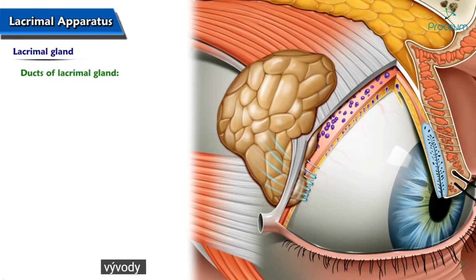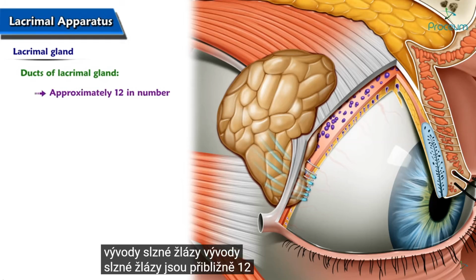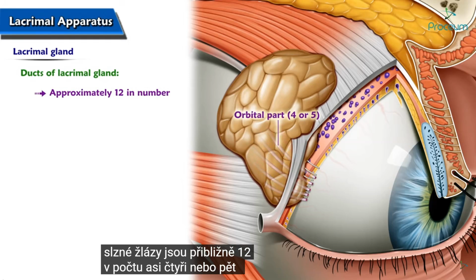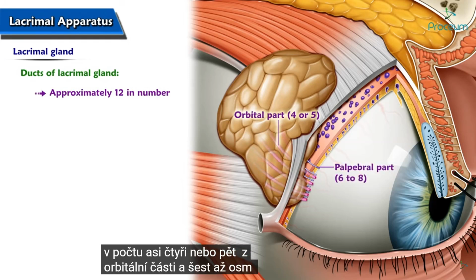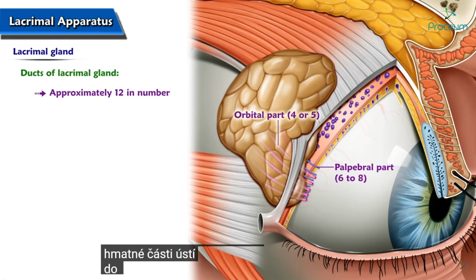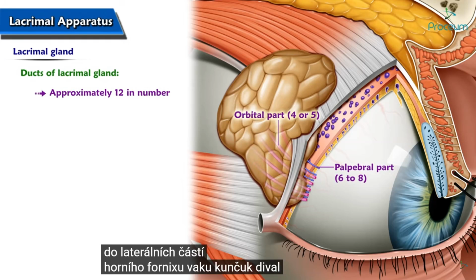Ducts of the lacrimal gland. The ducts of the lacrimal gland are approximately 12 in number, about 4 or 5 from the orbital part and 6 to 8 from the palpebral part. They open into the lateral parts of the superior fornix of the conjunctival sac.